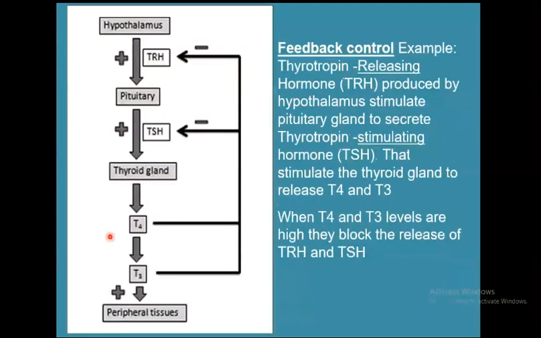Feedback control. Feedback control is very similar to the one you studied in your first year in the enzymes. The feedback mechanism is that when the products accumulate, they will stop the first step of the reaction. This is the negative feedback mechanism. When there is no accumulation of the products, as we will see in this example, the secretion will continue. This is a positive control.